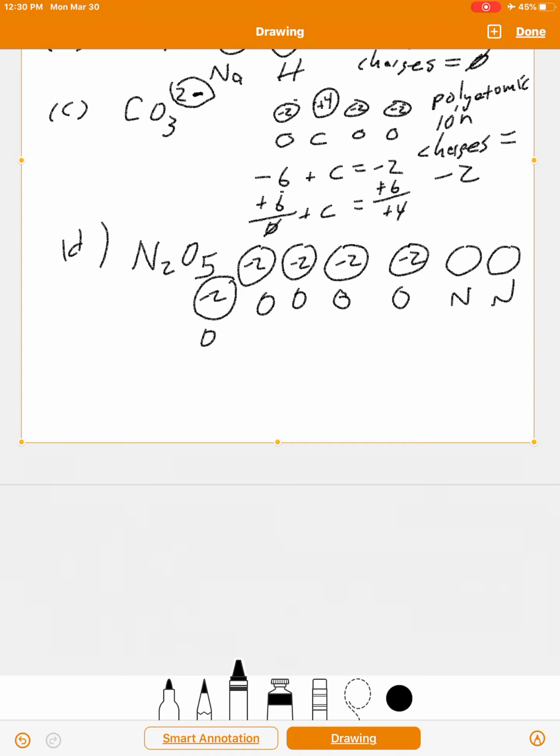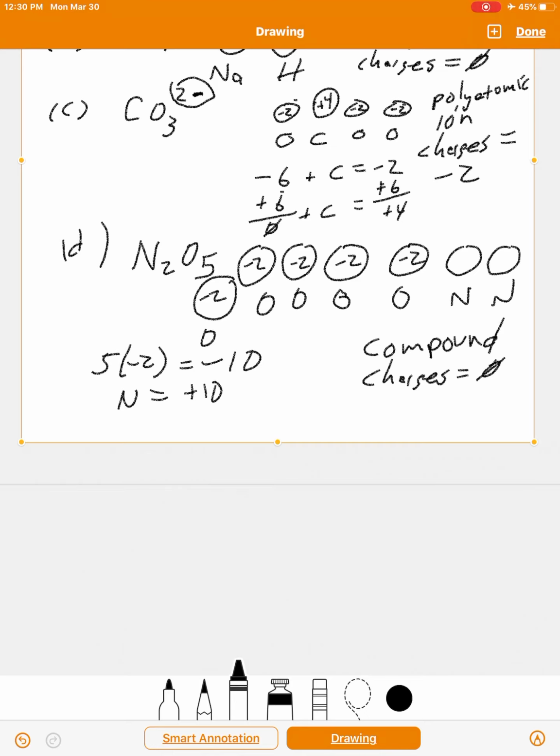Okay, so what's our negative charges? This is all adding up to -10, right? There's 5 of them, so 5 times -2, that's -10. So that means the nitrogens have to add up to +10. Right? Because this is a compound. There's no charge written, so that means the charges are 0. But keep in mind, there's 2 nitrogens. So if there's 2 nitrogens and they got to add up to +10, what do they got to be? Right? Just divide it by 2. You get +5. So +5, +5.